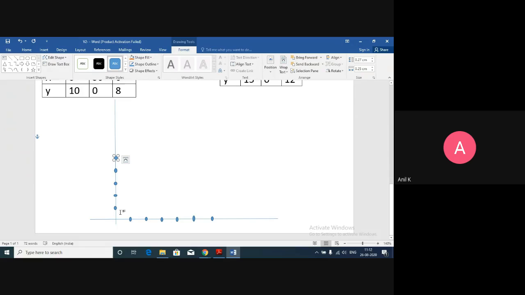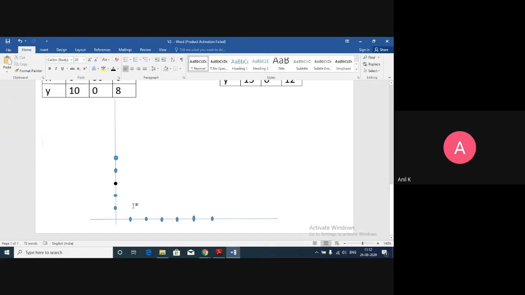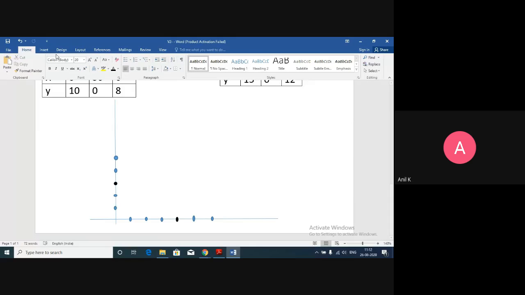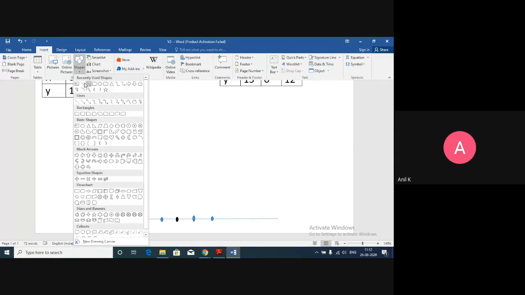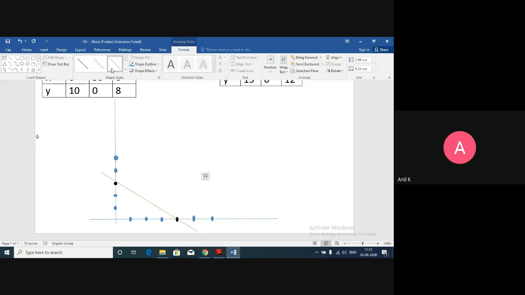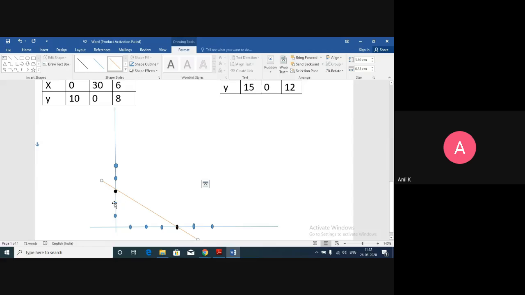0, 15, x is 0, y is 15. So let me change it to black color. This is 0, 15. Here I put it 0, 15. Next 20, 0, x is 20 and y is 0, 5, 10, 15, 20. So this is 20. So I have to draw a line passing through these both the points. So let me shake the shape. This is my line which passes through both the given points.